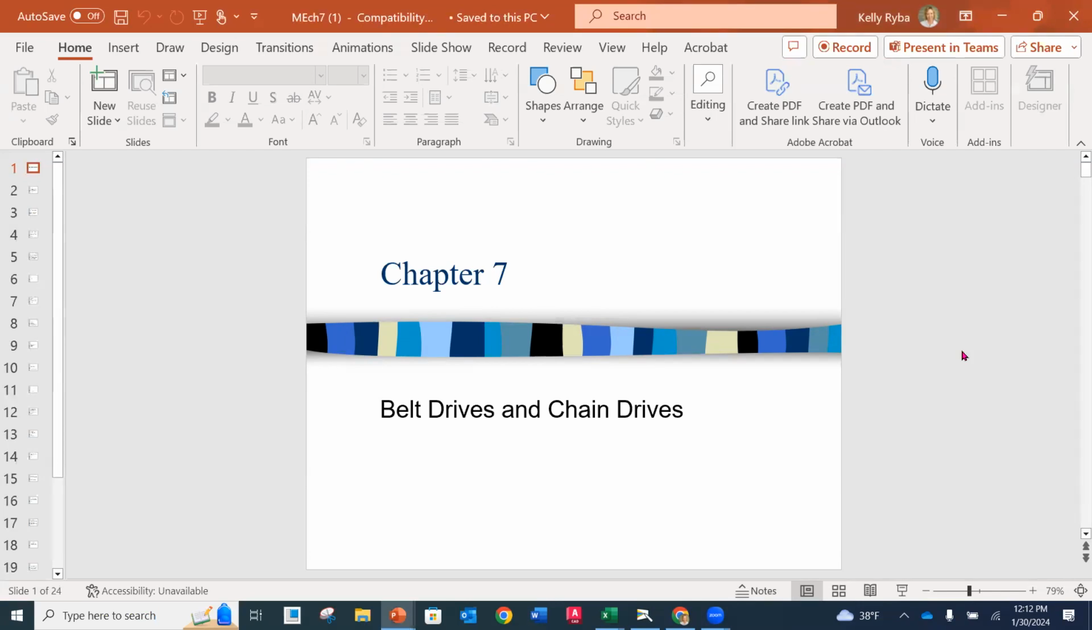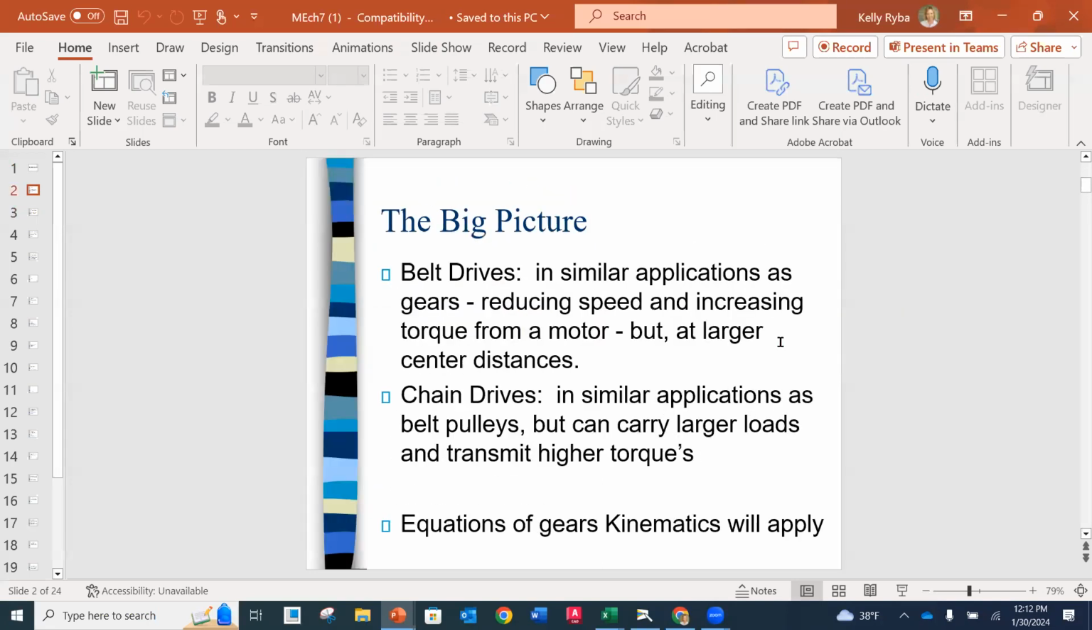Okay, so let's look at chapter 7 in our book. Chapter 7 is going to start on page 244. On page 244, and like I said earlier, it's going to be on belts and chain drives. We're going to specifically be looking there. Now, at the beginning here, it's talking about the big picture. And the 2 items that we're looking at specifically in here are those belt and chain drives.